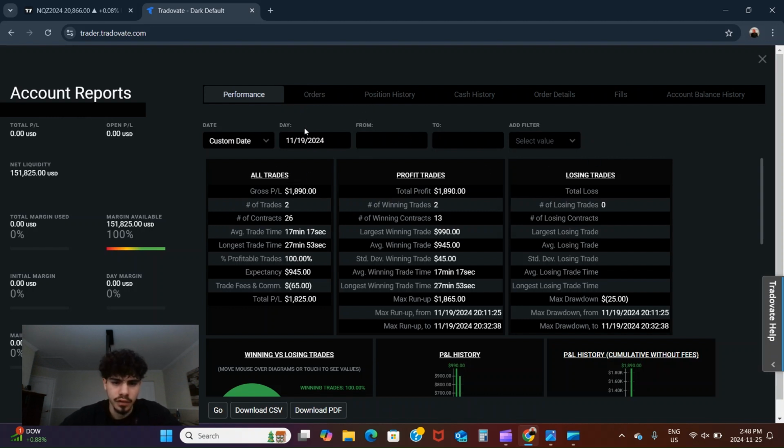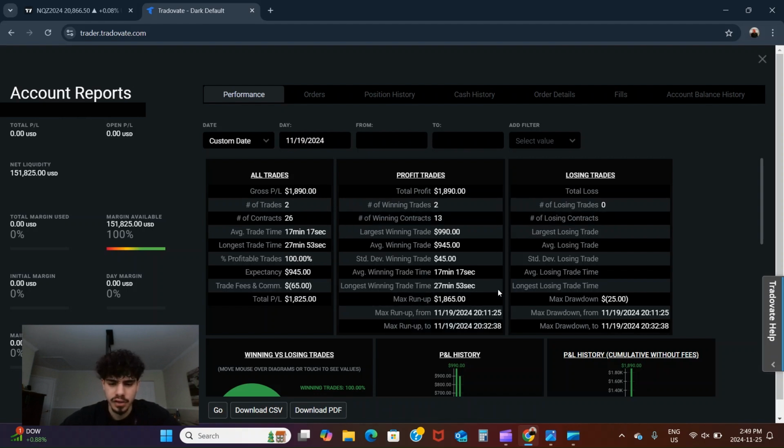So as you could see, November 19th, 2024 is when I took the trade. It's an Asia session trade, right? So total profit, 1,890, two winning trades, but it's actually one. It was just because I got filled twice, the three contracts and then the 10 contracts. The number of winning contracts, 13. And it says number of contracts, 26, but it's because I sold the 13 and then you buy them back. So that's the whole point of that.